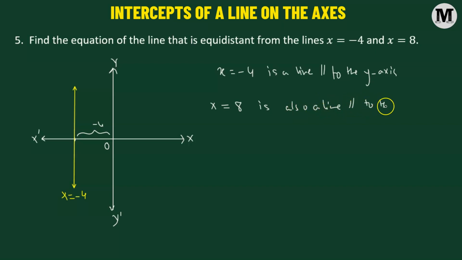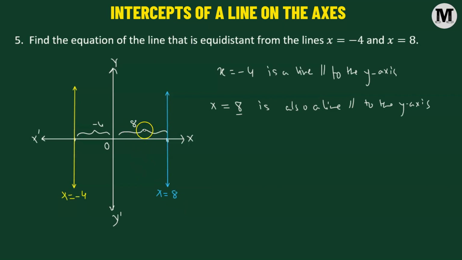So since it's parallel to the y-axis, now we'll have to check what the x-intercept is going to be. Its x-intercept is going to be 8 units. So let's say this is the value corresponding to x equals 8. We'll draw another line passing through this particular point, which is 8 units from the origin. So we have the line given by the equation x equals 8. It has a positive intercept of 8 units.